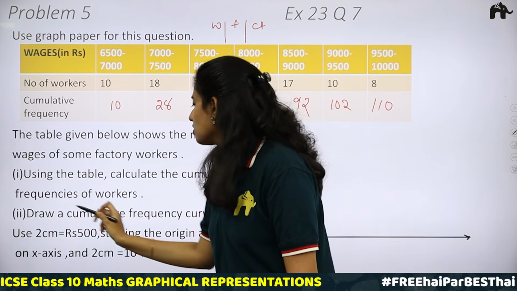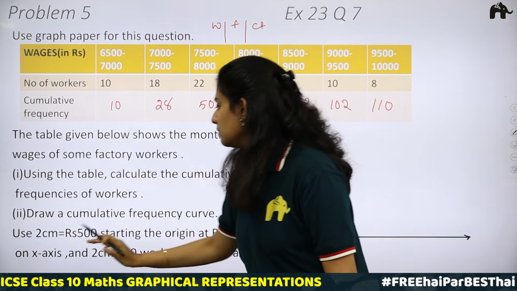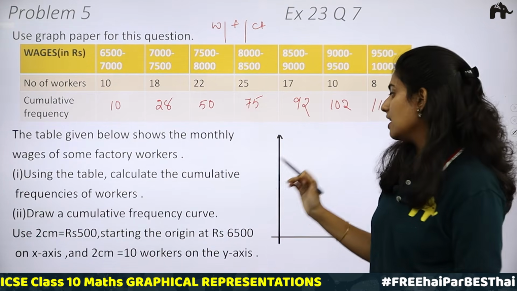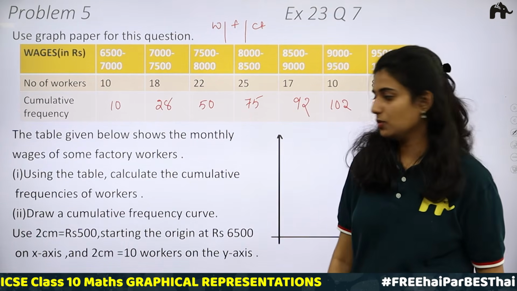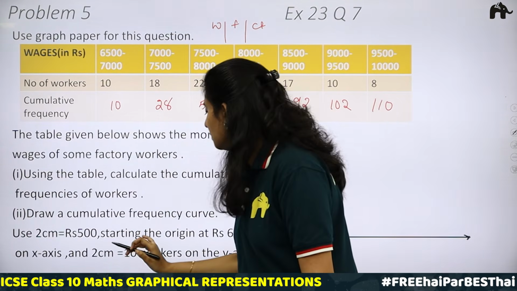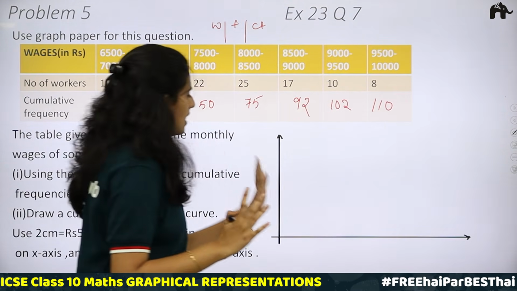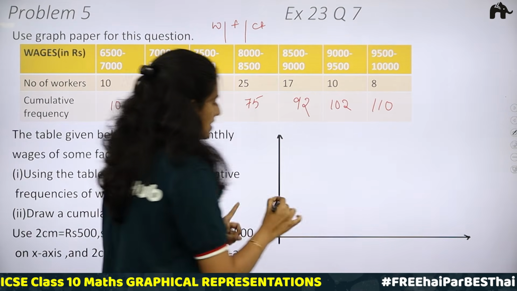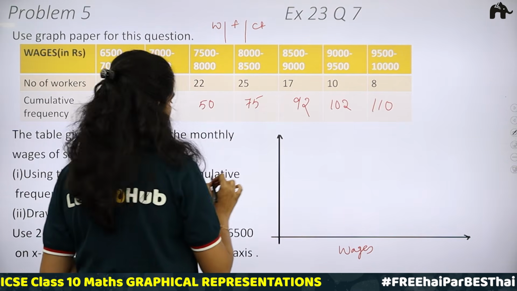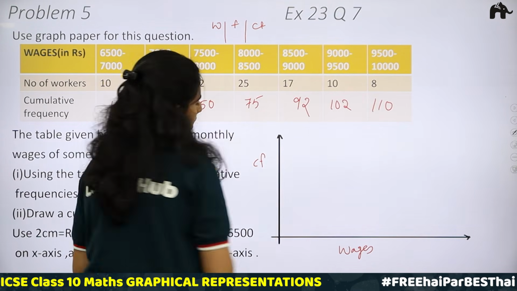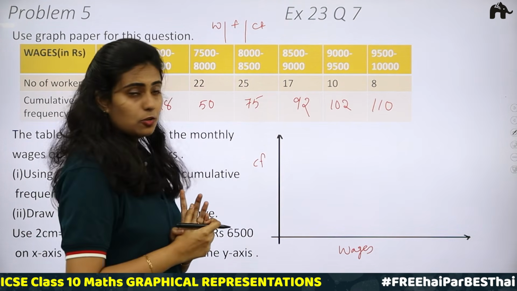Now, second part, you have to draw a cumulative frequency curve. Given that you have to use 2 centimeter equal to rupees 500, starting the origin at rupees 6,500 on the x-axis and 2 centimeter equal to 10 workers on the y-axis. Now, here we have the x-axis and y-axis. Clear? On the x-axis, we will be taking wages. On the y-axis, we will be taking cumulative frequency. So, here 2 centimeters is equal to rupees 500.